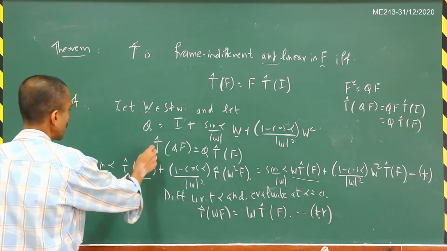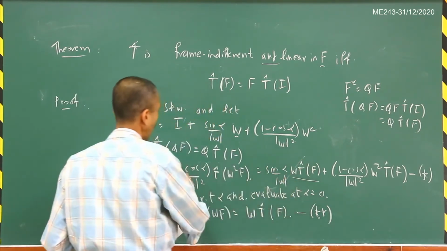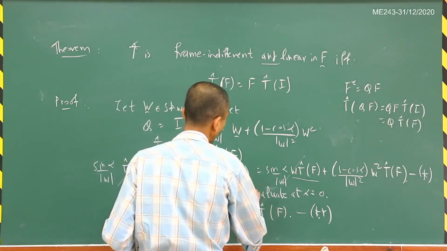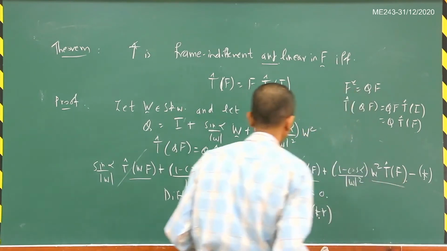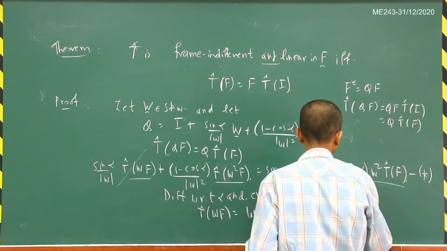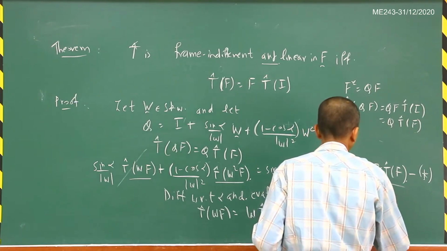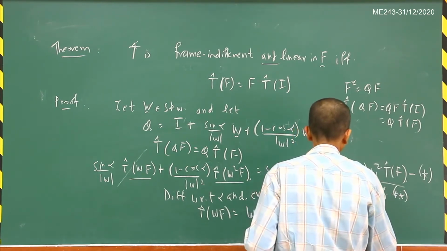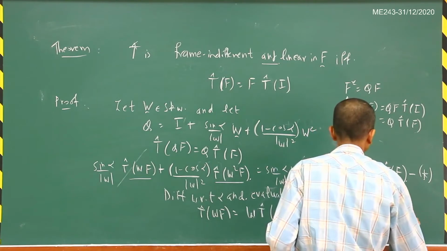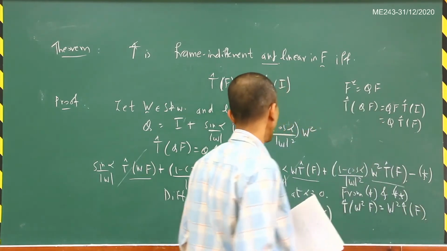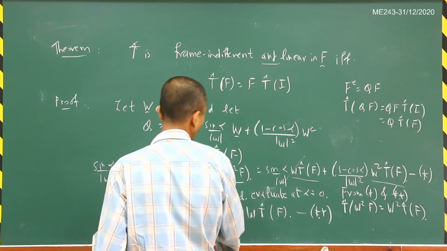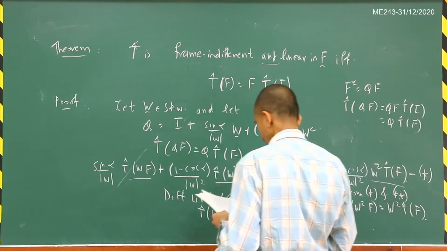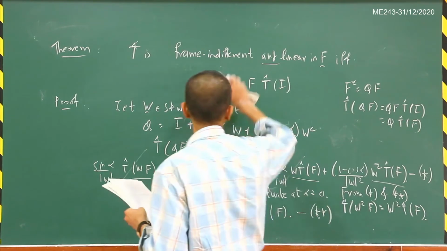We have shown this, so this term is going to get cancelled with this term, and then if you choose any value of alpha where this whole thing is non-zero, then you will get that T of W square F is equal to W square of T of F. So from star and double star, what you get is that T hat of W square of F is equal to W square of T hat of F. So what we have got now is that T hat of WF is W times T hat of F, and T hat of W square of F is W square times T hat of F. Okay, so now let us proceed.